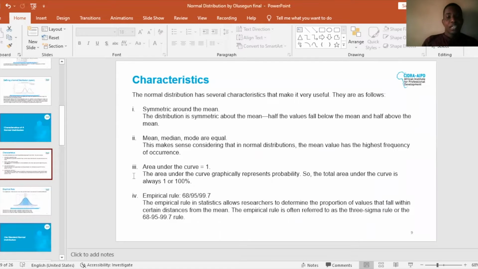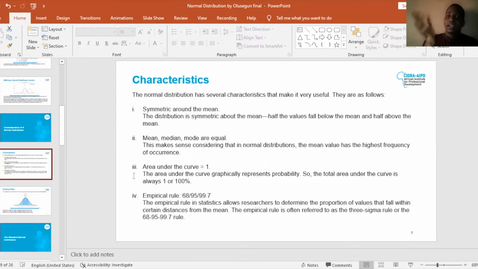The normal distribution has several characteristics that make it very useful. They are as follows. 1, symmetric around the mean. When we say something is symmetric, it means that it is even on both sides. Both sides of it are equal. So in the case of a distribution, we are saying both sides of the distribution are evenly distributed. Let's put it that way.